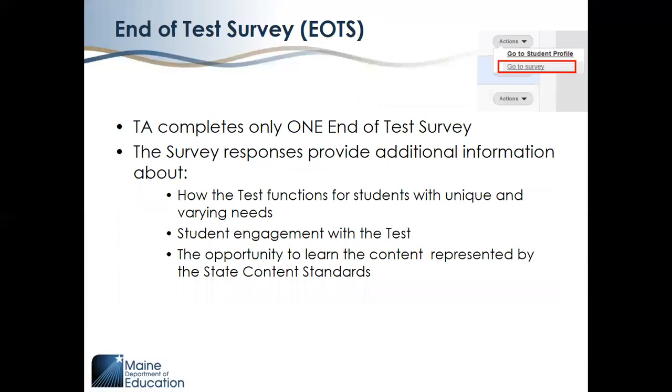One end-of-test survey is required for all TAs to complete after they have tested all of the students that they are testing. The survey is essential in providing additional data about how the test functions for students with unique and varying needs, student engagement with the test, and the opportunity to learn the content represented by the state content standards. Completed survey responses support potential revisions and refinements of the MSAA for subsequent years and provide information that can be tracked over time.